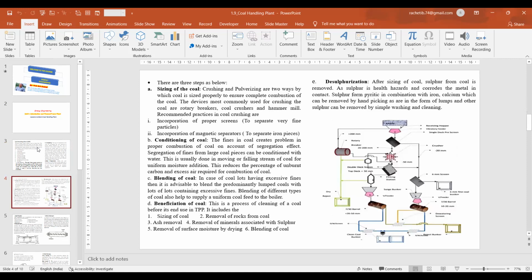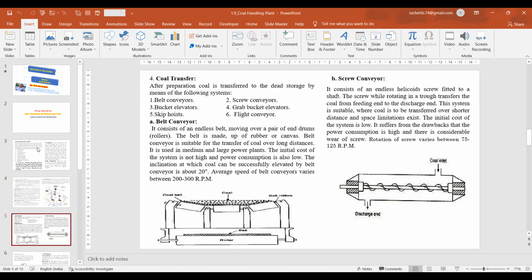So we saw what we mean by sizing of coal, conditioning of coal, and blending of coal. Blending means mixing of coal. Beneficiation of coal means sizing, ash removal, etc., and also includes blending of coal. Desulfurization means removal of sulfur. Then we saw how the coal is prepared in the coal handling plant with the help of this diagram.